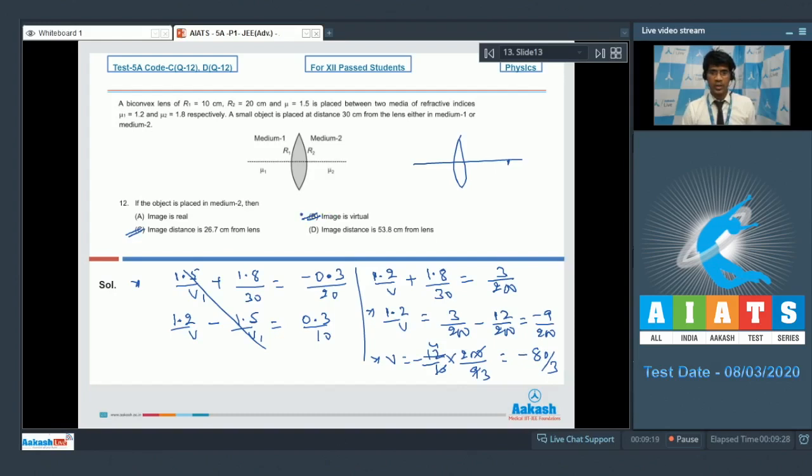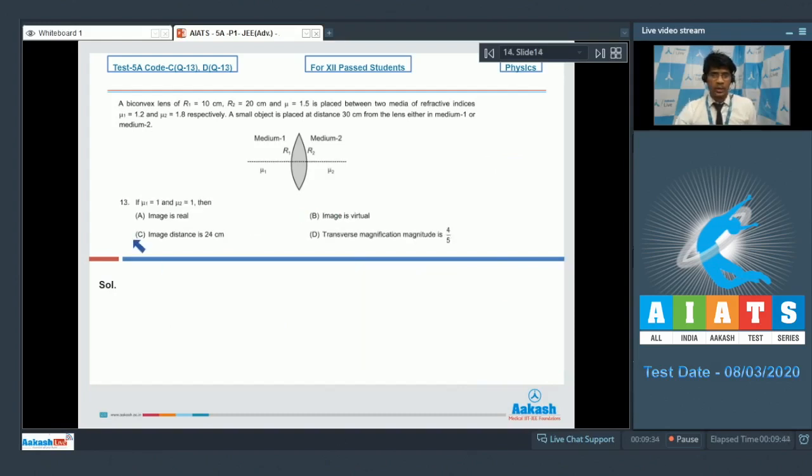Now let's proceed to question number 13. In question number 13, it's been said that if mu1 is equal to 1 and mu2 is equal to 1, then how the image would be formed and what is its distance, and actually magnification has also been asked there in the question. So we shall proceed in the similar fashion as we did earlier. So clearly this time if I would write the equivalent focal length of the system, then perhaps that will be easier for me to calculate the answer.